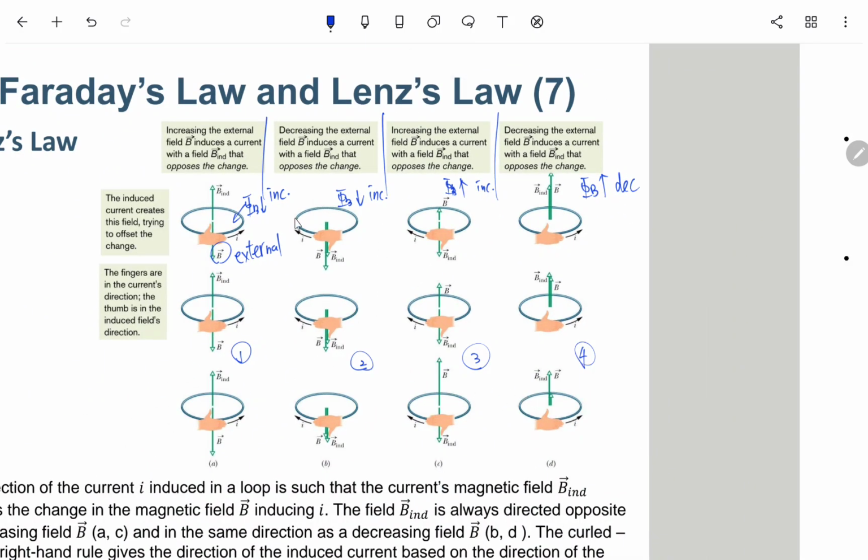Okay, so it is not only related to the B field direction, but also how it changes. So it's just like they are multiplying together.